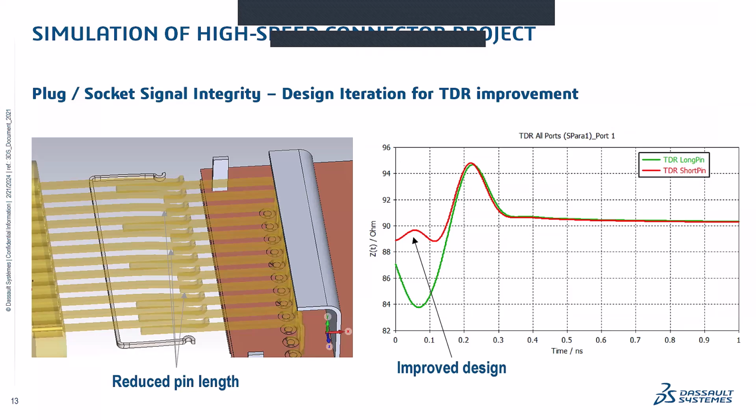And we can see that the TDR with these reduced pin lengths, we've got rid of that parasitic capacitive coupling, and the TDR has improved. So, it was before dropping below 84 ohms, and now it's staying very close to 90 ohms, in fact. Okay.